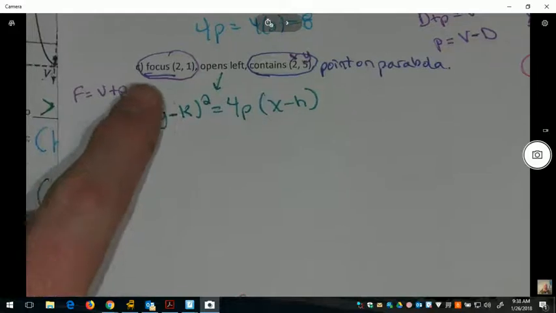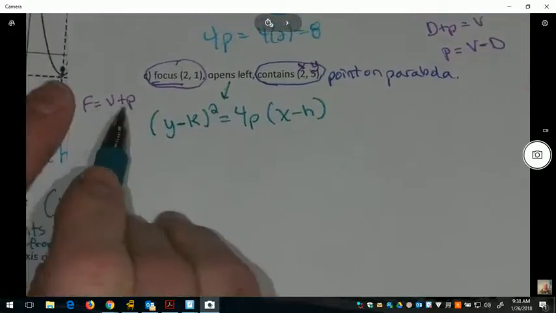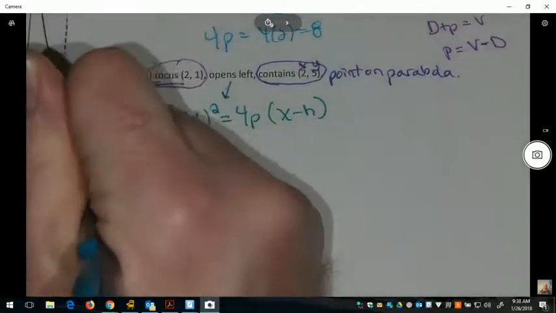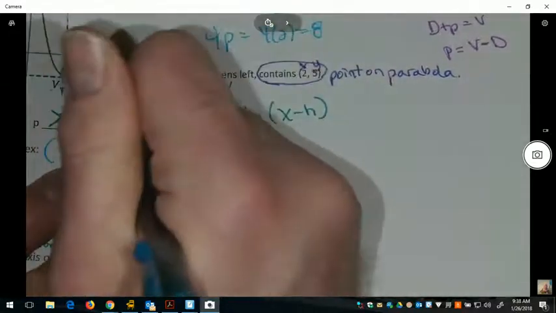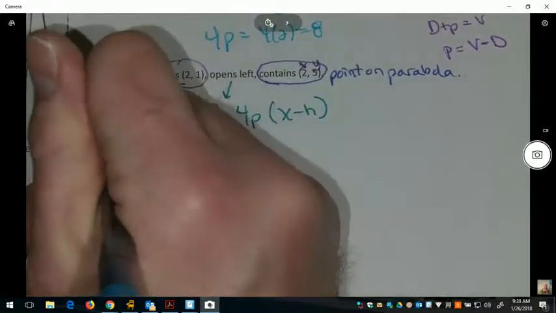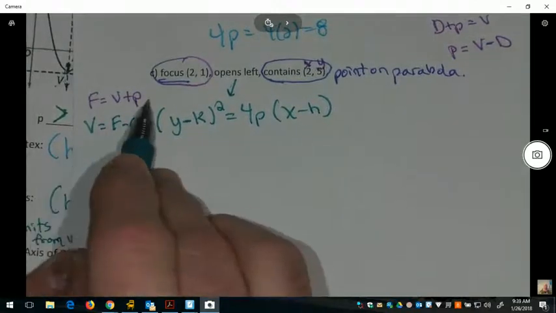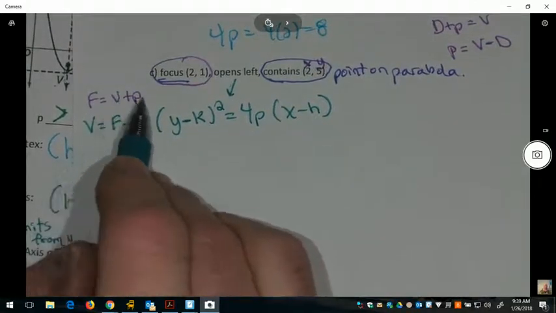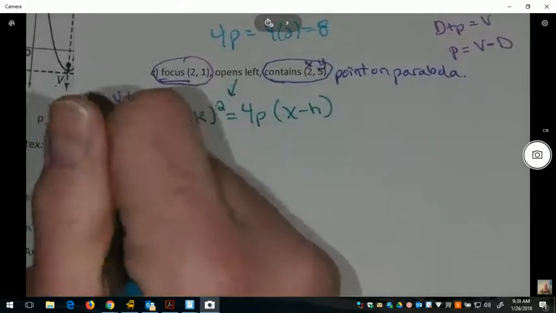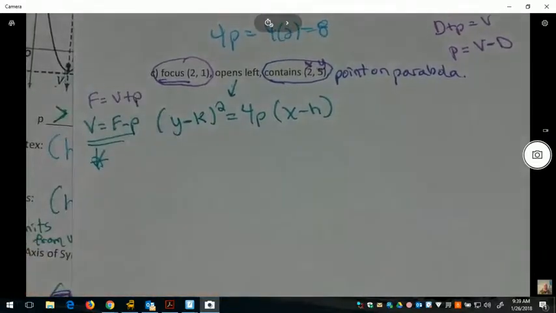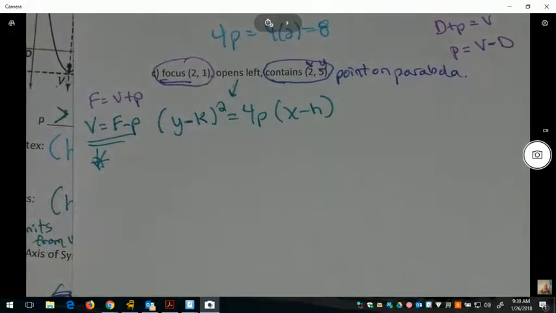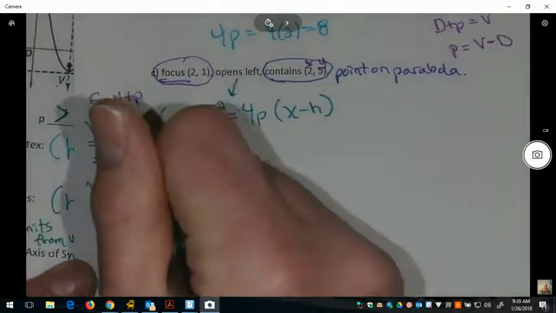The vertex has a direct relationship to the focus with the variable p. The vertex is focus minus p. I'm using the same equation that the focus equals the vertex plus p. I'm solving for the vertex side, subtract p from both sides. So this key fact right here is going to help me write an expression for our vertex.